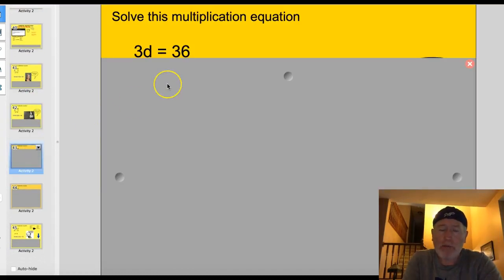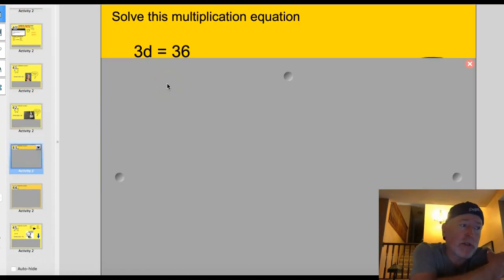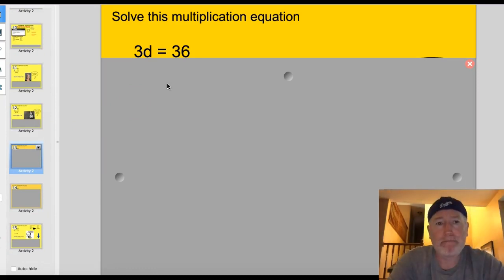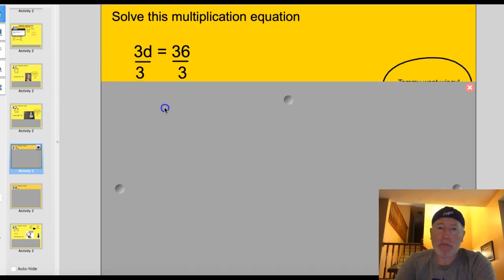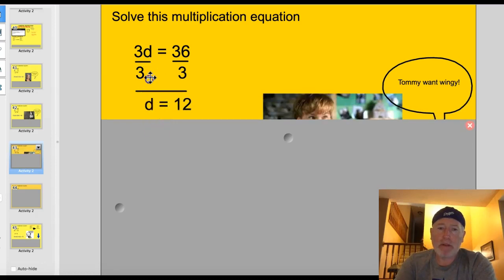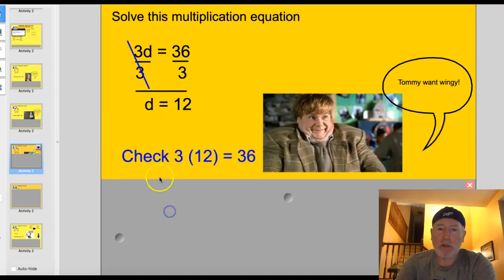All right, here are a couple of you-try problems. Go ahead and do this. Pause the video and give it a shot. All right, divide both sides by 3. There we go, the 3's cross off. You got d equals 12. Pop it in, 3 times 12 equals 36.